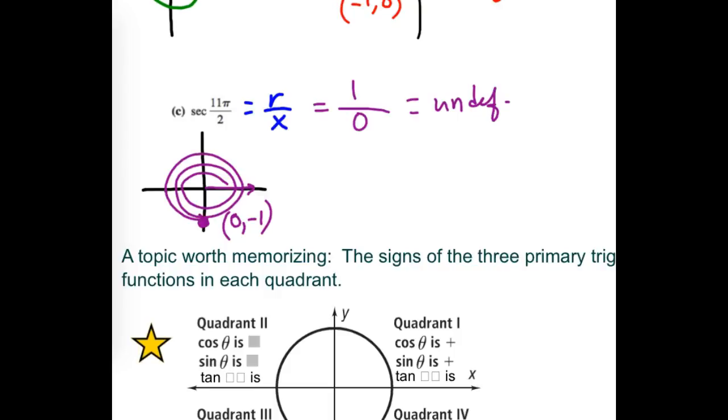Would the cosine be undefined? No, cosine would be the reciprocal, right? So instead of 1 over 0, you'd have 0 over 1. Okay.